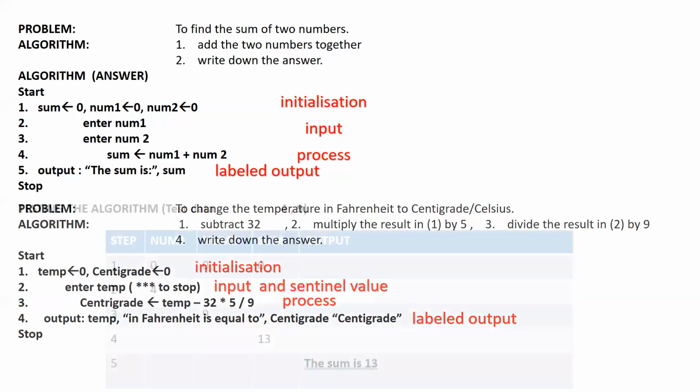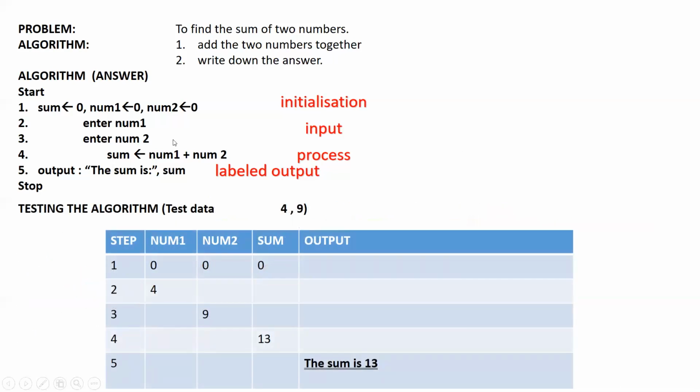So if we should test it, sum of two numbers, let's use 4 and 9 as our test data. Step 1, everything was set to 0. Step 2, enter the first number, 4. Step 3, enter the second number, 9. Step 4, add the two numbers and get the sum. 9 plus 4 is 13. Step 5, output with labeled output. Do you see I don't use inverted commas when I show my output? This is when we program. This is the actual output. The sum is 13. You might pause your video and copy down this solution.